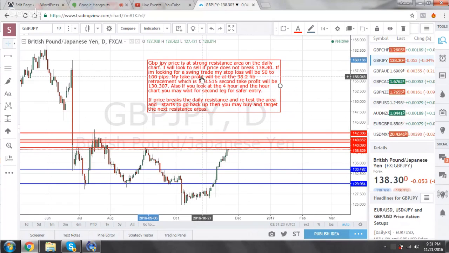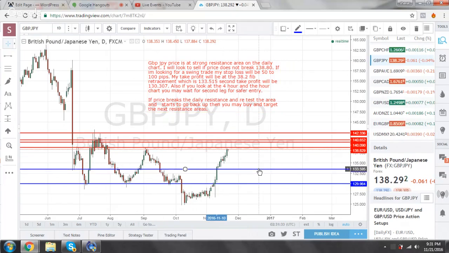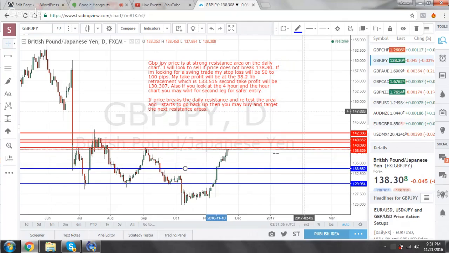So I'm going to look for a swing trade. My stop loss will be 50 to 100 pips. My take profit will be at the 38.2 fib retracement, which is 133.515. Right here, the numbers are off a little bit, but you get it. Second take profit will be at the 130.37 area, which is right here. The numbers are just off a little bit.